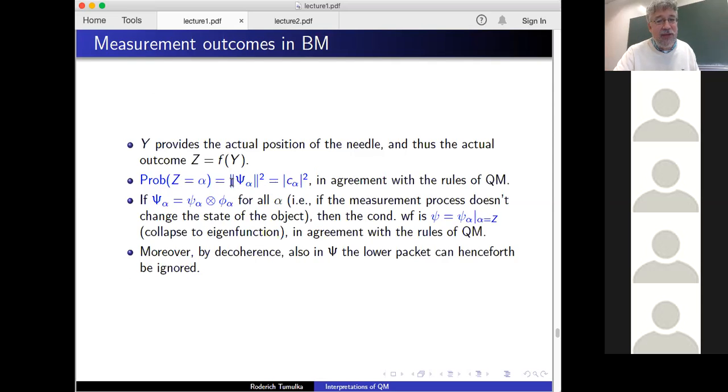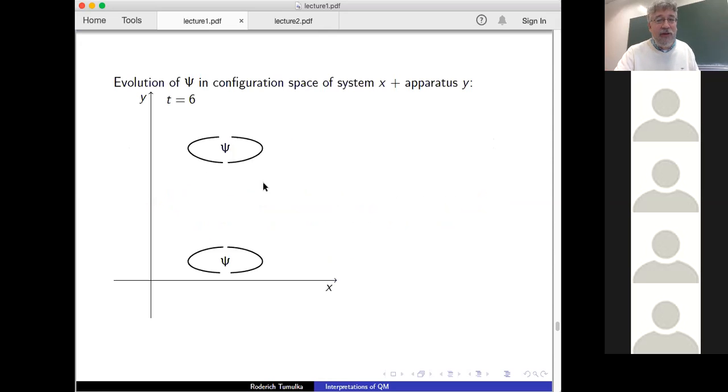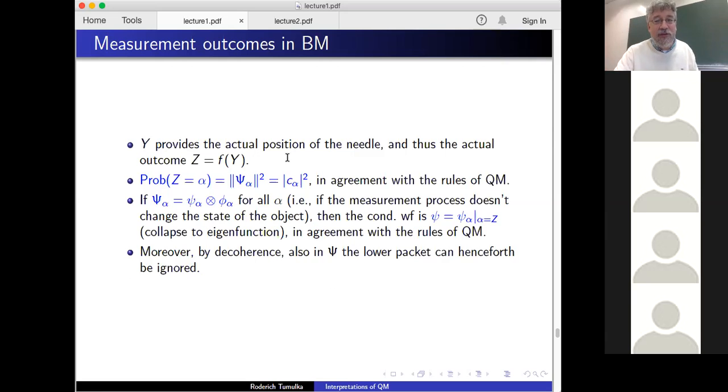Okay, so this is the same thing as the norm squared of the psi alpha. Psi alpha is just this packet here, and norm squared is psi squared integrated over this region. And then a simple computation shows that this is the same as the absolute square of the coefficient C alpha. And that agrees with the rules of quantum mechanics. This is exactly what Born's rule for arbitrary observables said.